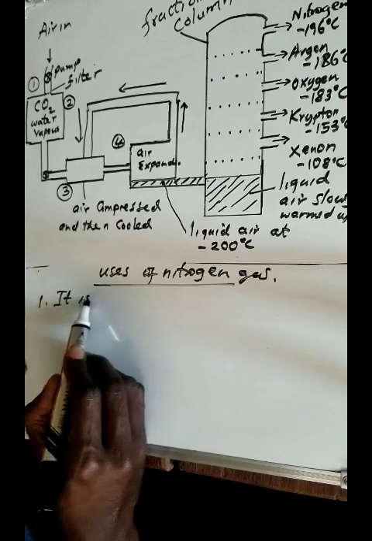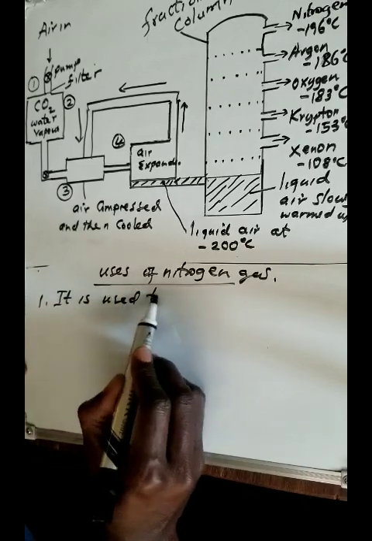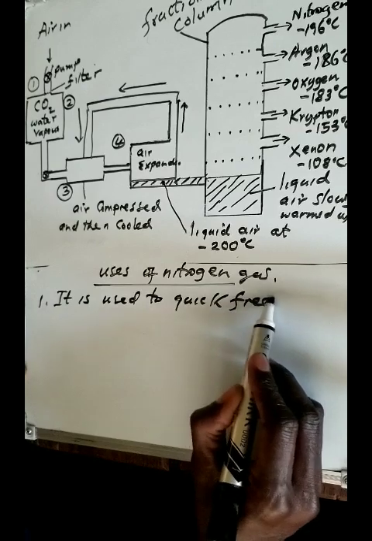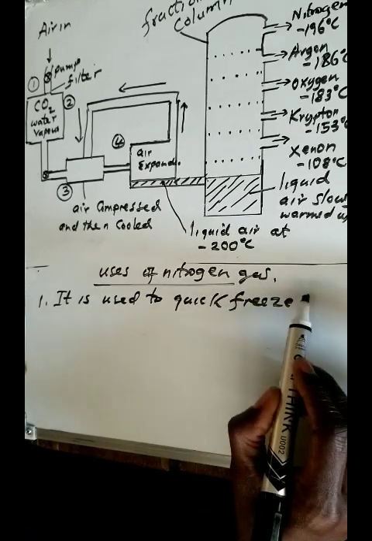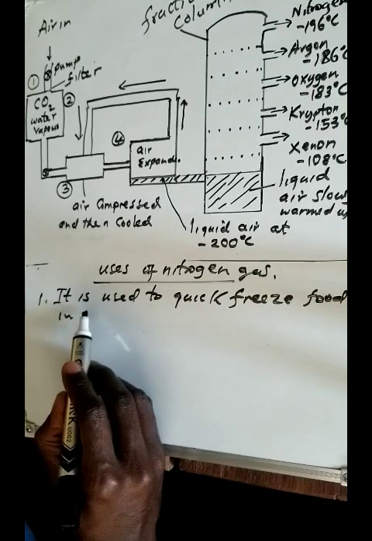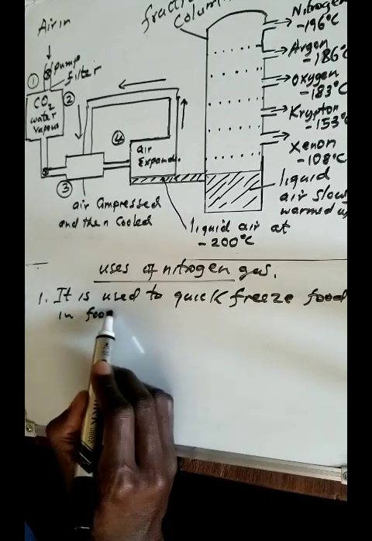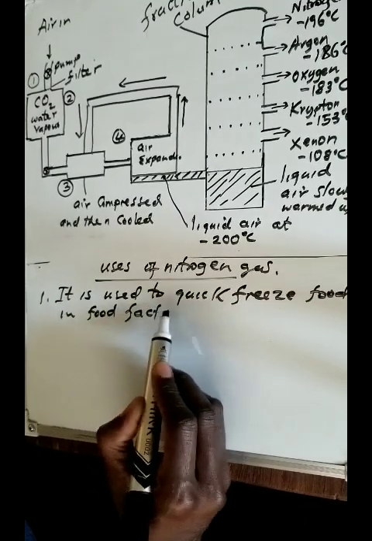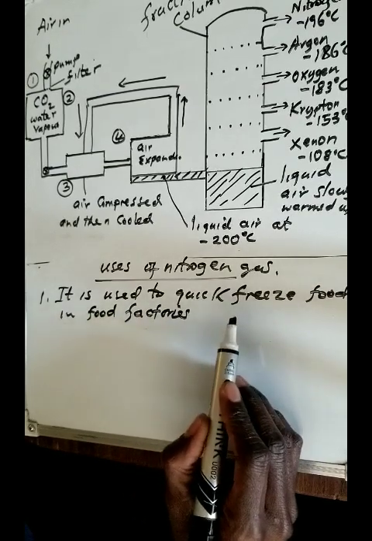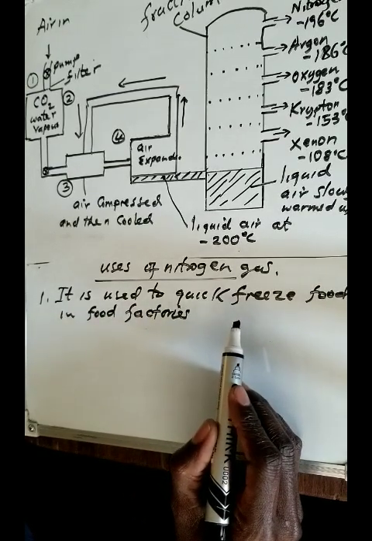So we can say it is used to quick freeze food in food factories. So that is what they are going to do. Quickly they can freeze foods in factories, especially when they want to transport them over a long distance.